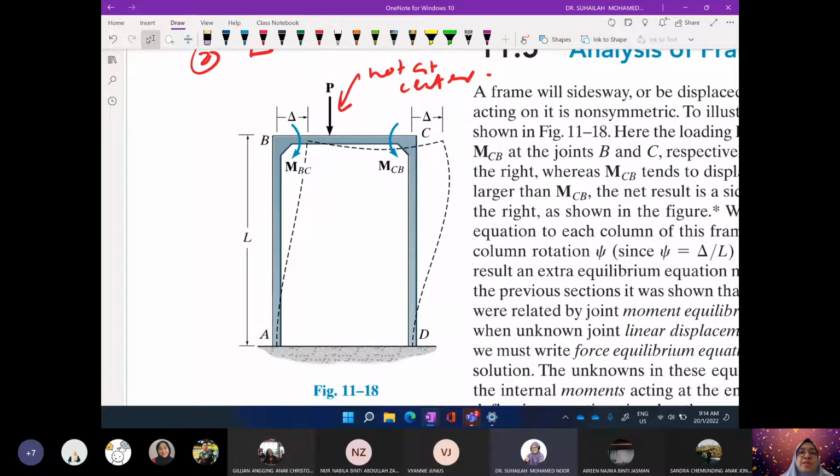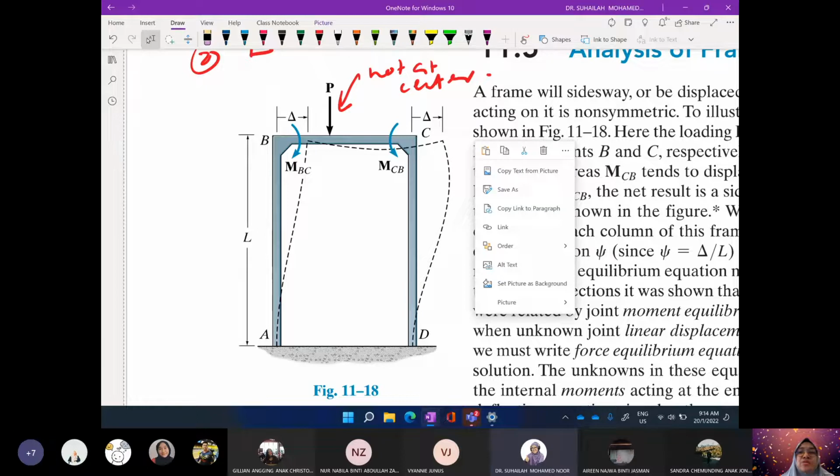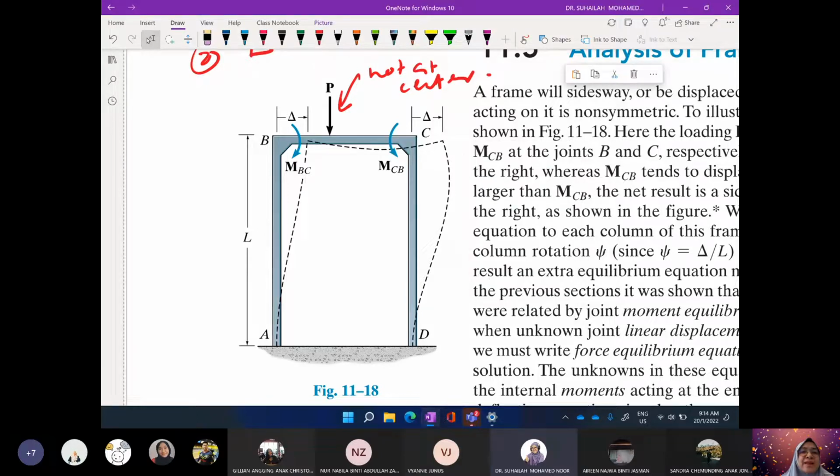This means that this is not symmetry anymore. The loading is not symmetry, and when loading is not symmetry and there is no restraining force, we don't find any support at B or at C. No restraining force means it is improperly restrained. With a restraining force, the frame will be properly restrained.